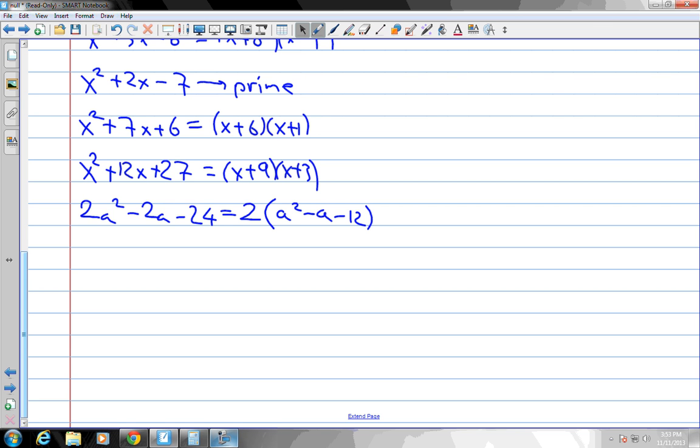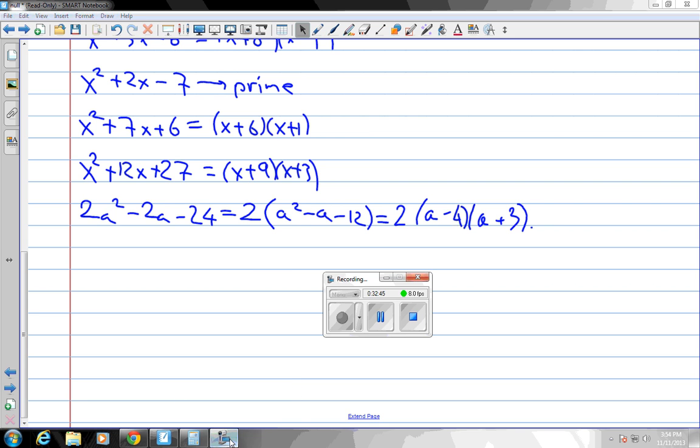So that's easier. Product is negative 12, and the sum is negative 1. What's that? The product is negative 12, and the sum is negative 1. Negative 4 and 3. Good. With a 2 on the outside. Isn't that fun? Factoring is good for you.